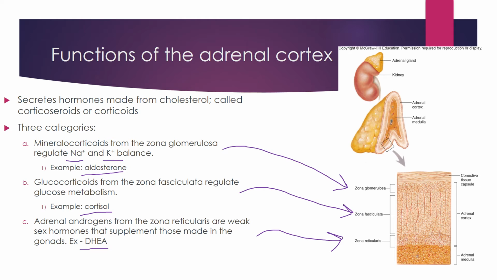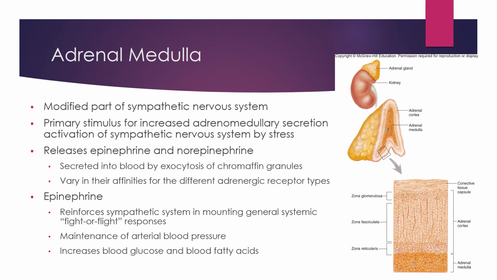The adrenal medulla is a modified part of the sympathetic nervous system, and so it's going to be the primary stimulus for increasing the activation of the sympathetic nervous system, typically due to stress. They have effects similar to that of sympathetic innervation. However, these hormones will last in circulation 10 times longer than just having sympathetic innervation.